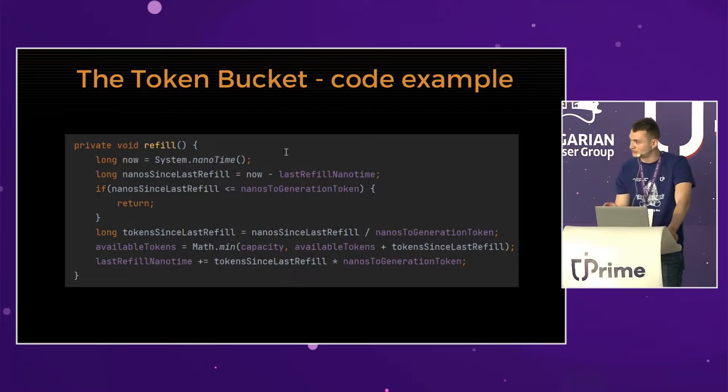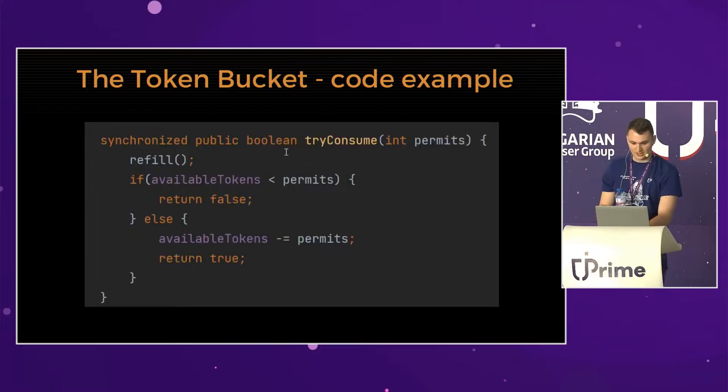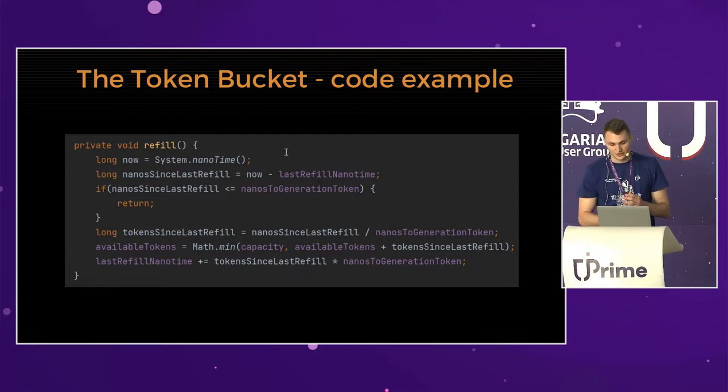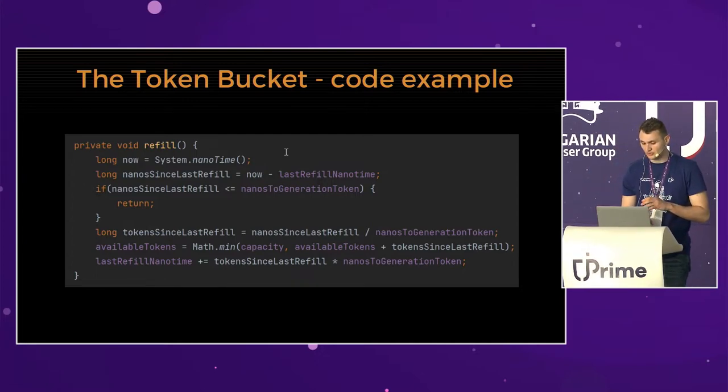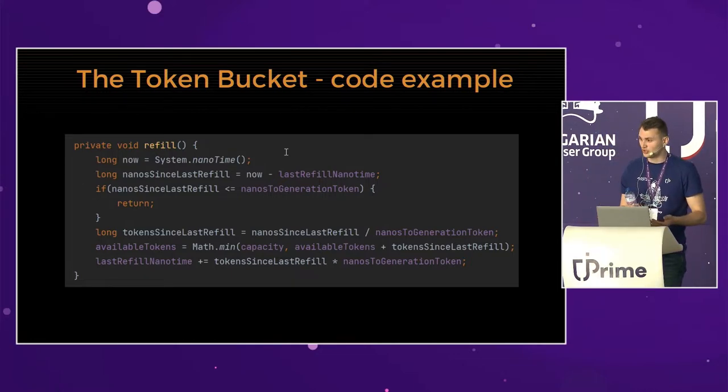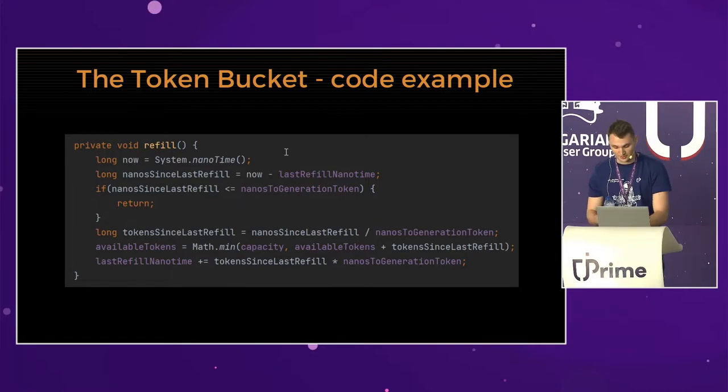If we don't have enough time to generate one token, we just return out of the method and do the action related to tryConsume. Okay, if we have enough time, after that we need to find how many tokens we can generate and put into our bucket. When we find it, we just set it to available tokens and refresh our last refill time.